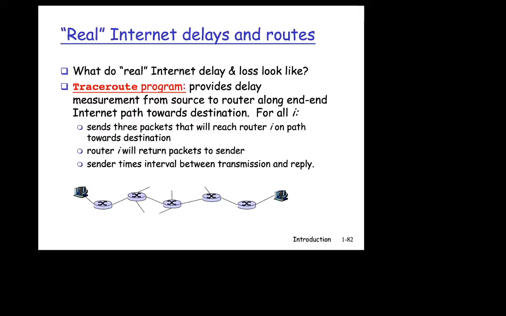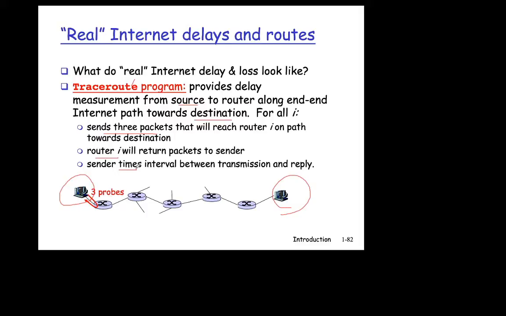One can also find out what the real internet packet delay is by trying out this program, Traceroute. What it does is measure delay from a source one hop at a time all the way to a destination. So this is what I'm drawing here: source to destination. It sends 3 packets, one at a time, to reach each of the routers along the way. A router receiving such a packet returns a reply to the sender. The sender can then time the interval between the transmission and receiving the reply, and gets one estimation of the round trip time between the sender and the router.